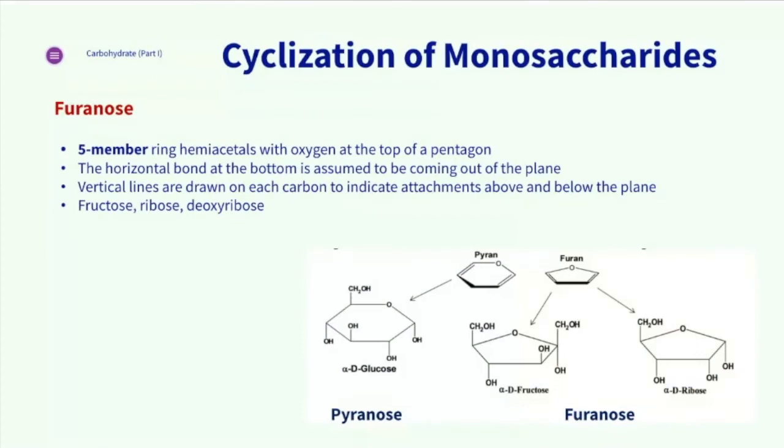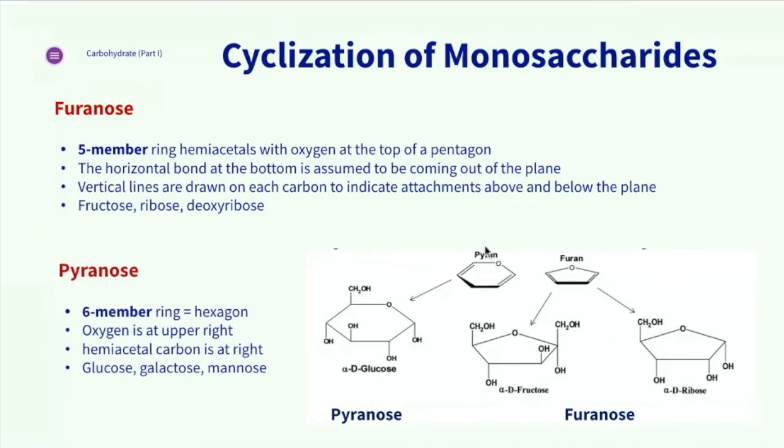Okay, the 5-member ring hemiacetal with oxygen at the top here is known as the furanose because it has a 5-membered ring. An example is fructose, ribose, and deoxyribose. And for the pyranose, it has a 6-member ring, which is formed in a hexagon. So the oxygen is at the upper right, and the hemiacetal carbon or the anomeric carbon is placed at the right. For example, glucose, galactose, and also mannose.